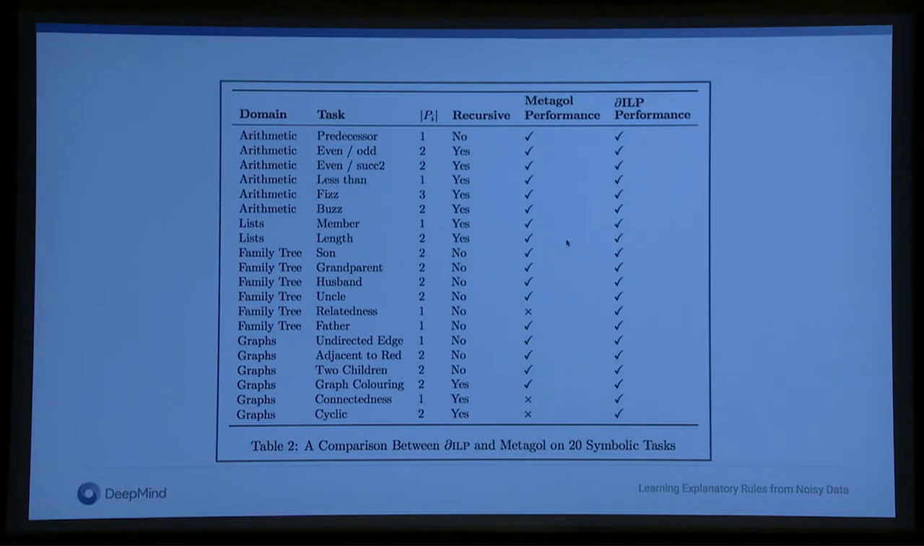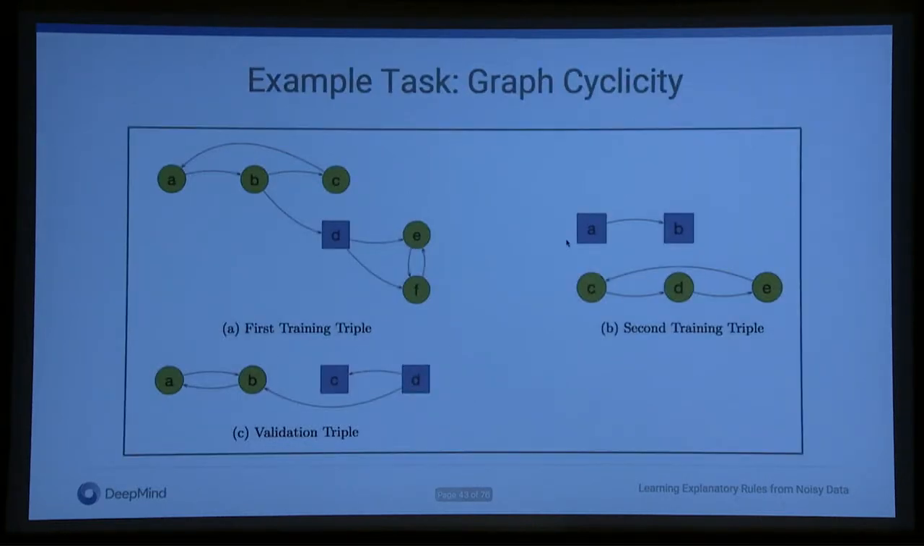At the time of writing, there were a couple of these examples that Metagol couldn't do that we can do, but now Metagol, which is a symbolic program synthesis method, fixed a couple of bugs and it can do them too. So, a concrete example: we're trying to learn graph cyclicity. We have some directed graphs, we have some green nodes which are involved in cycles, and we have some blue nodes which are not involved in cycles. We have a handful of examples of training data. We want to learn what is the property that distinguishes these green nodes from these blue nodes.